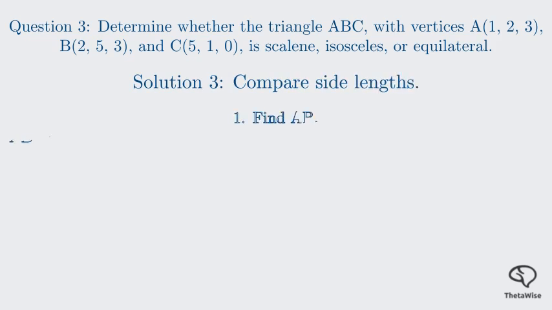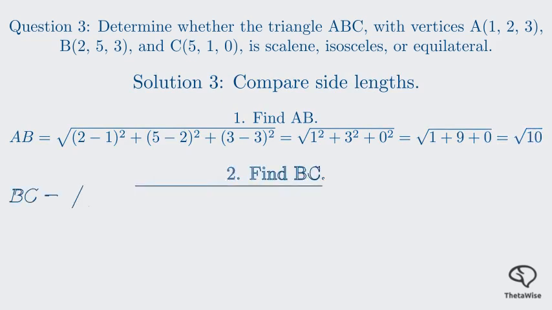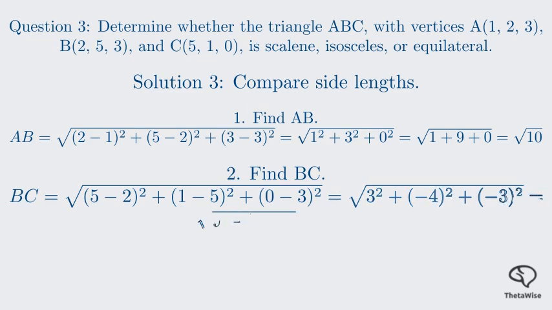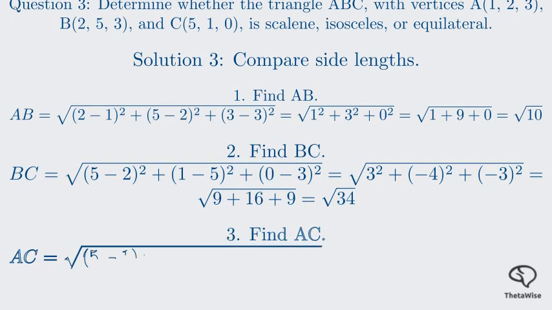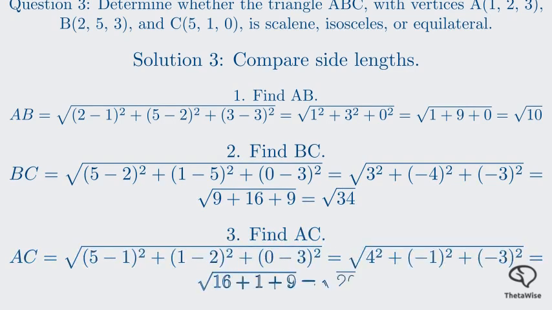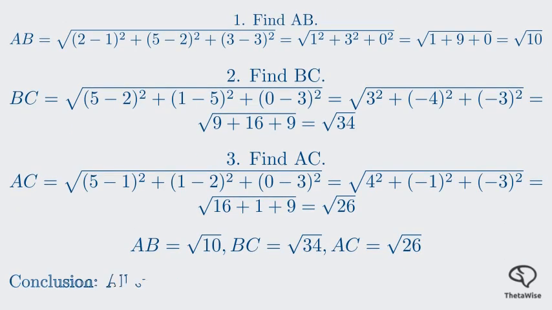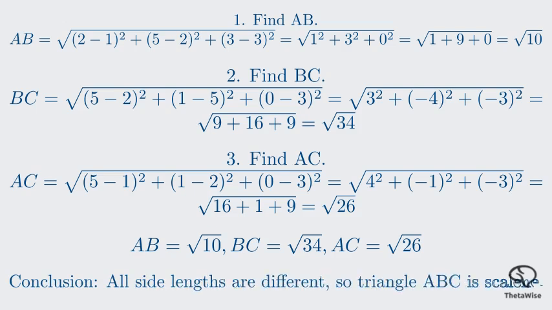First, for side AB, the distance formula gives us the square root of 1 squared plus 3 squared plus 0 squared, which is the square root of 10. Next, for side BC, the distance formula yields the square root of 3 squared plus 4 squared plus 3 squared, which is the square root of 34. Finally, for side AC, we find the square root of 4 squared plus 1 squared plus 3 squared, which is the square root of 26. Now we compare the lengths, root 10, root 34, and root 26. Since all 3 lengths are different, the triangle ABC is scalene.